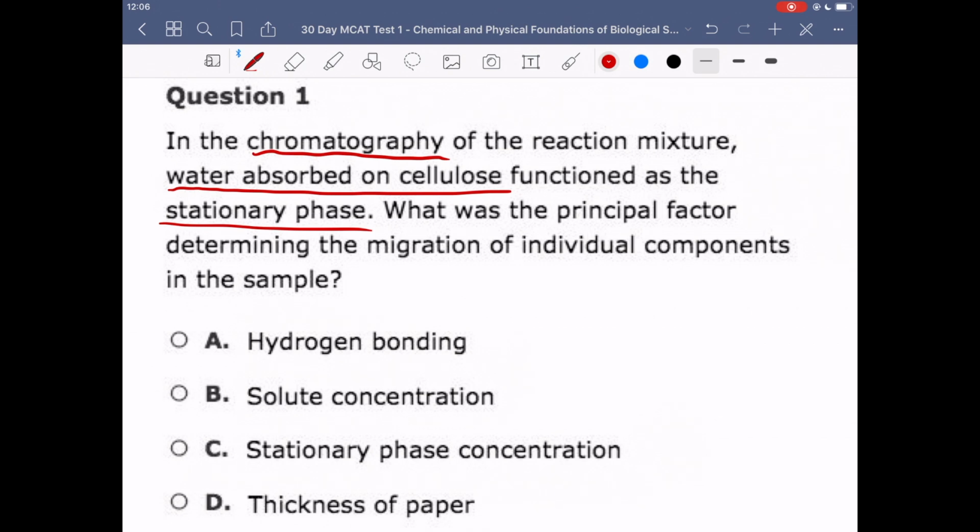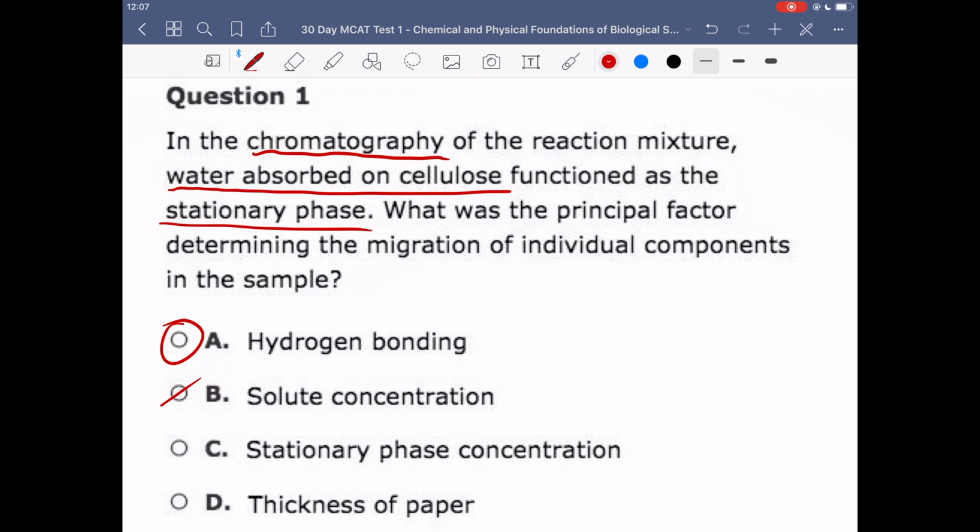But a key intermolecular attraction is going to be option A, hydrogen bonds. If you have hydrogen bonds forming, then that's going to be a key determinant in determining the final RF of the compound. So hydrogen bonding is the correct answer here. It's not solute concentration, that doesn't really matter, like the amount of the solute that we spotted onto the TLC, because what matters really is the intermolecular forces between the stationary and mobile phases and the solute.